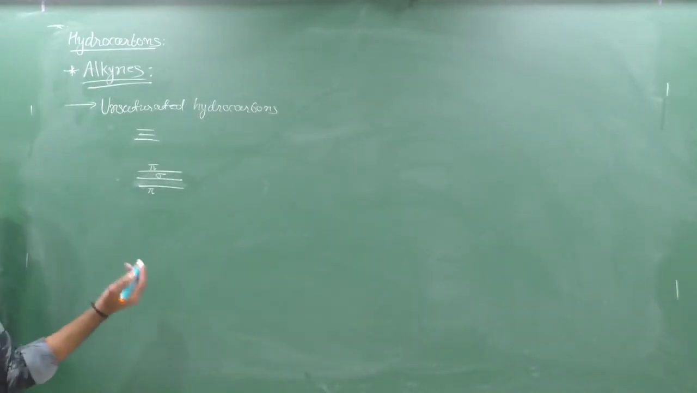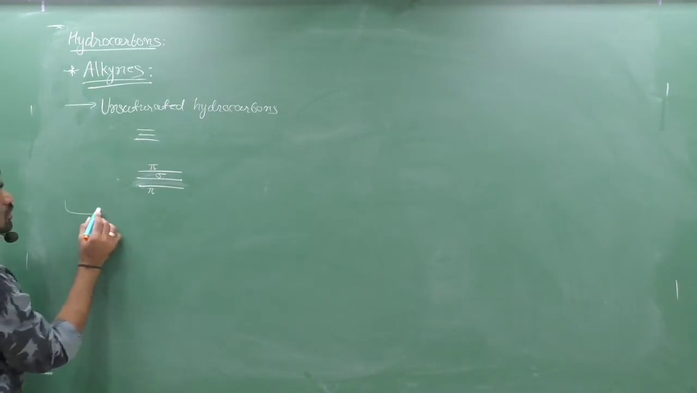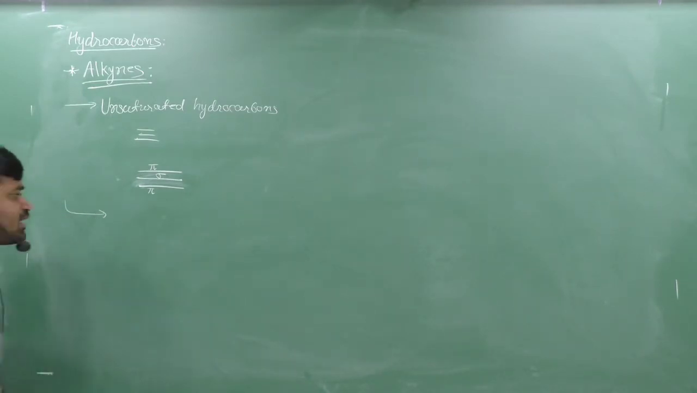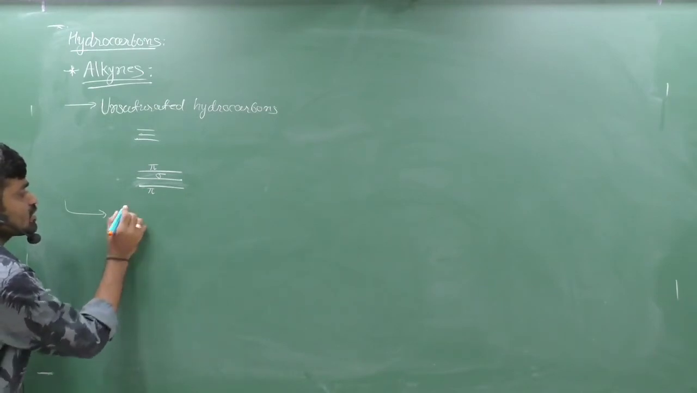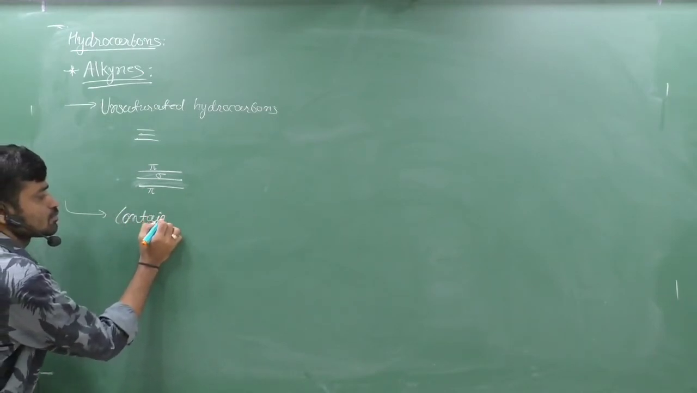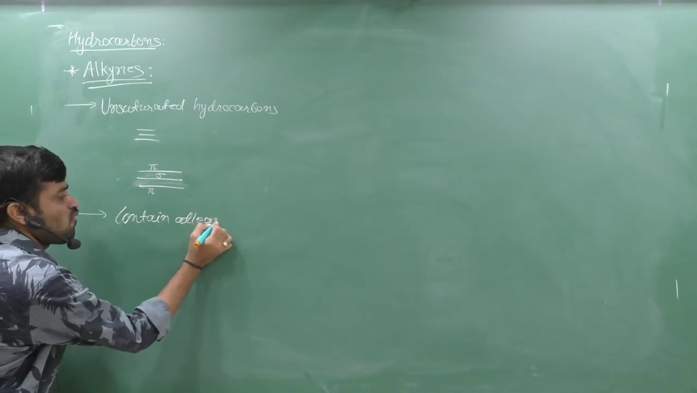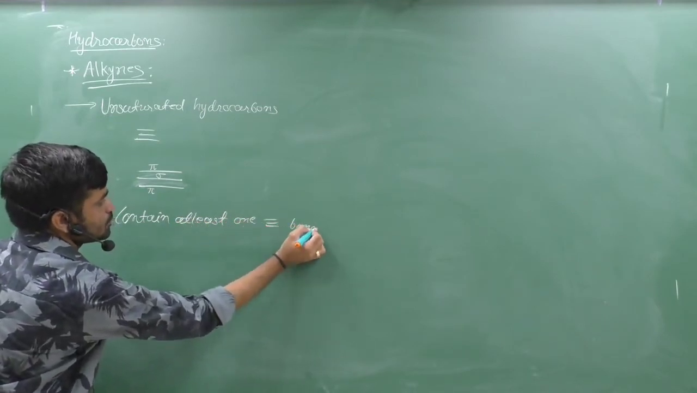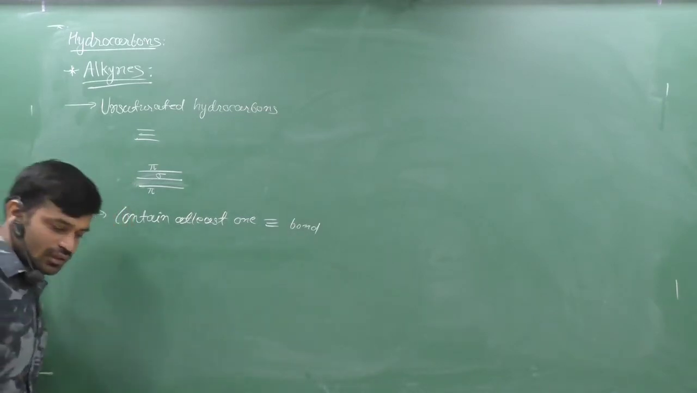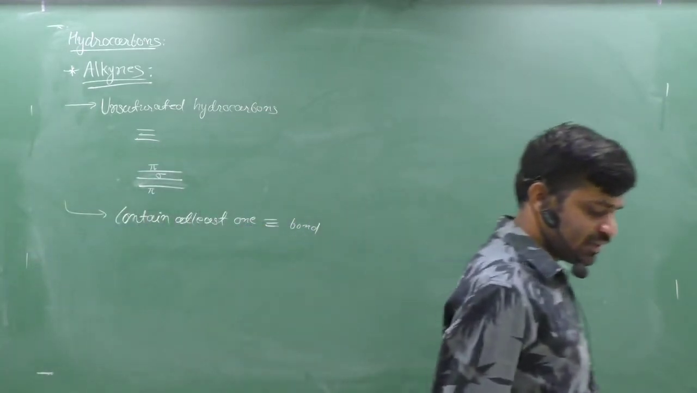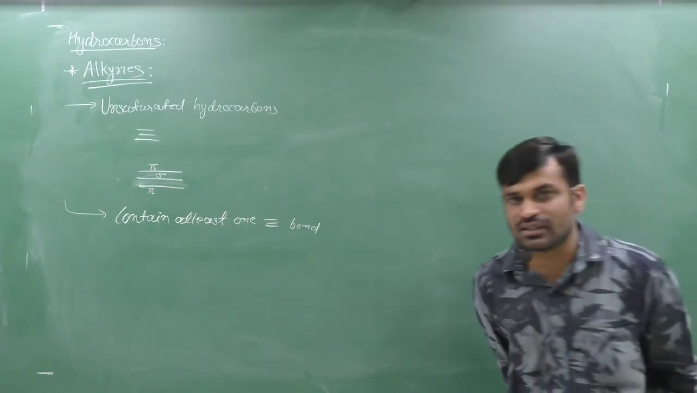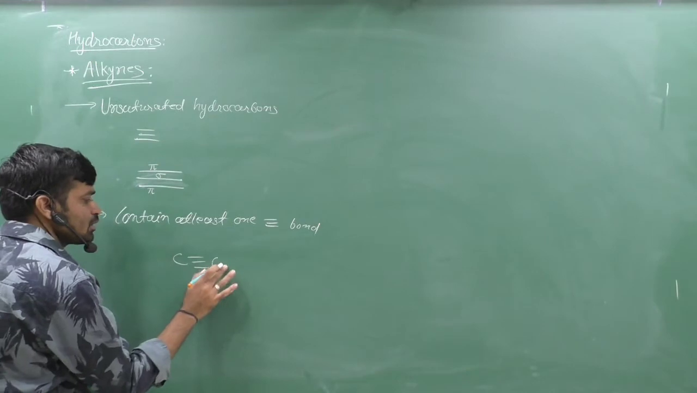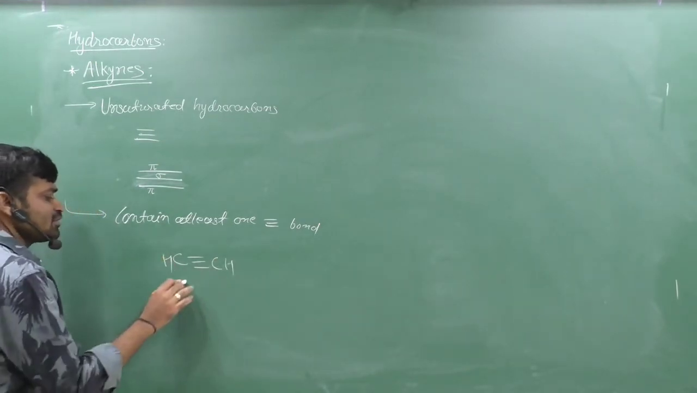First of all, the compound which should be considered an alkyne contains at least one triple bond. If we have any compound with at least one triple bond, then we can say that it is an alkyne. Clear? The simplest member of alkyne is C triple bond C, H and H, which is acetylene.